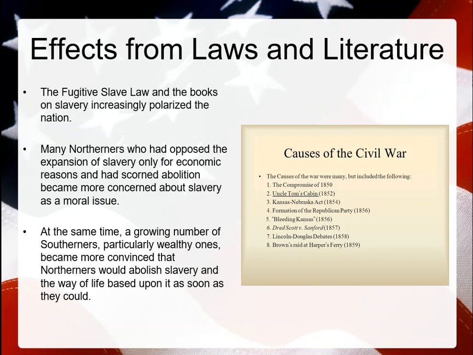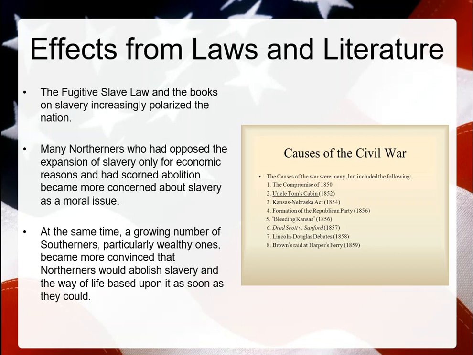So what's going on here? Well, there are going to be effects happening to this, right? The Fugitive Slave Law and the books on slavery are going to increasingly polarize the nation. Many Northerners who had opposed the expansion of slavery only for economic reasons and had scorned abolition became more concerned about slavery as a moral issue. At the same time, a growing number of Southerners, particularly wealthy ones, became more convinced that Northerners would abolish slavery and their whole way of life, and they're like, we can't have this.